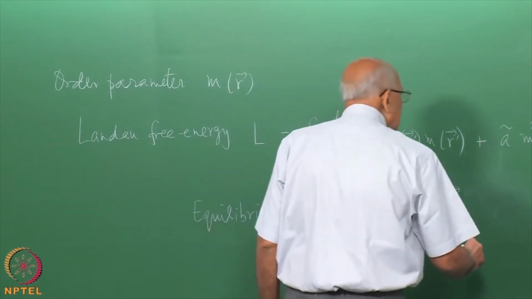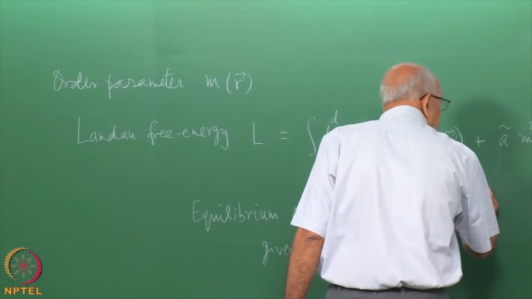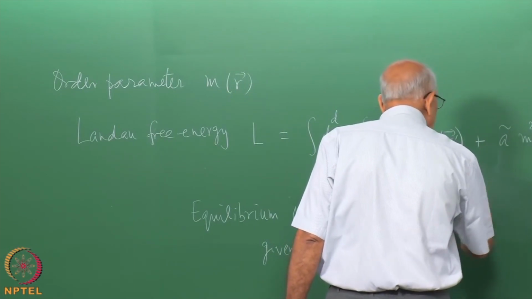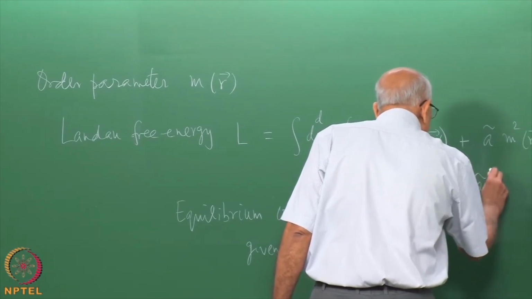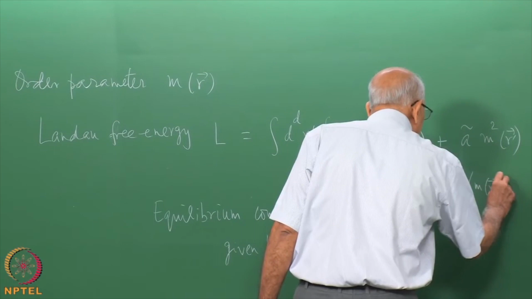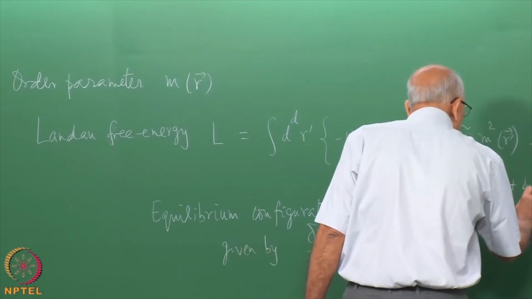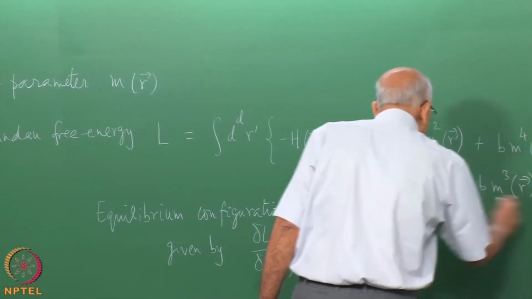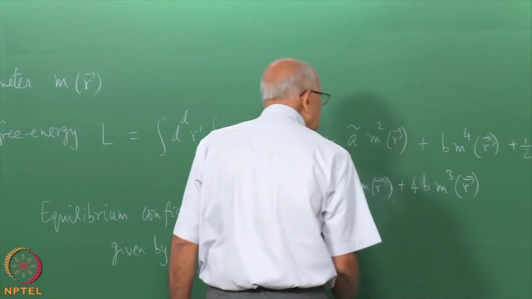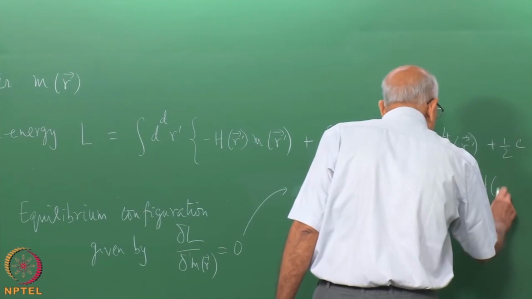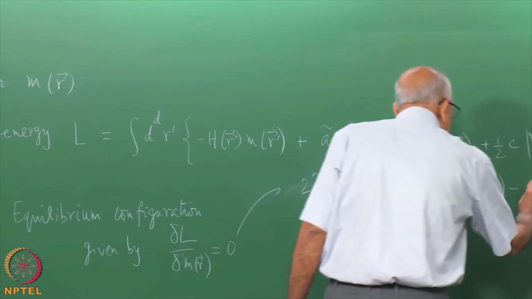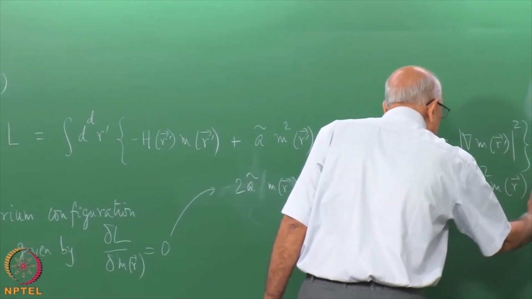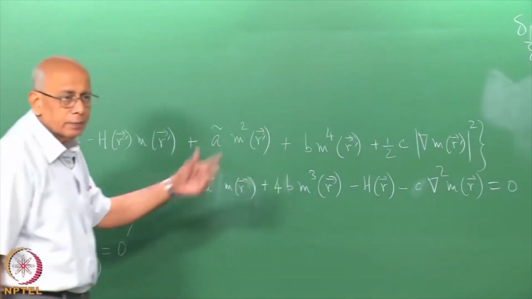So this configuration is given by, I want to write this properly: minus 2a tilde m of r, plus 4b m cubed of r, sorry, everything in r prime is gone, minus h of r minus c del squared m of r equal to 0. That is the equilibrium configuration.